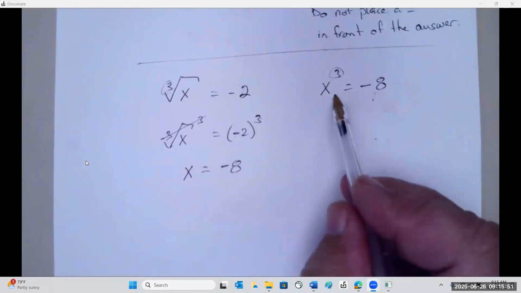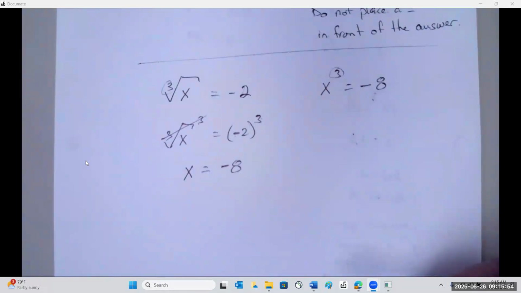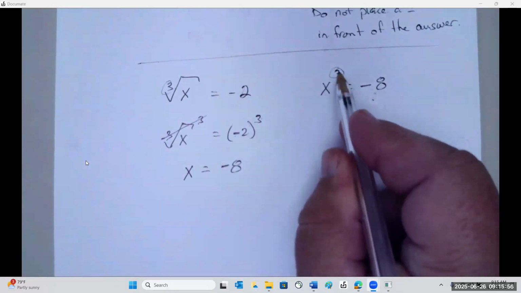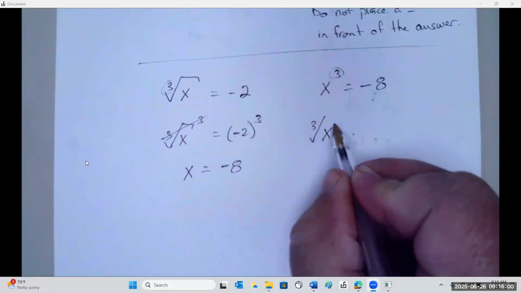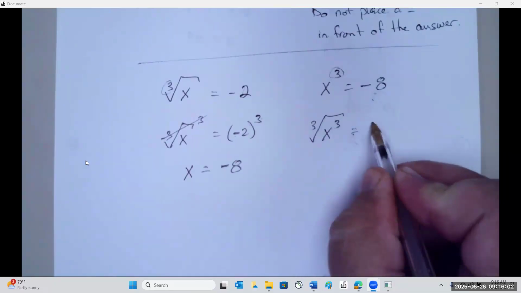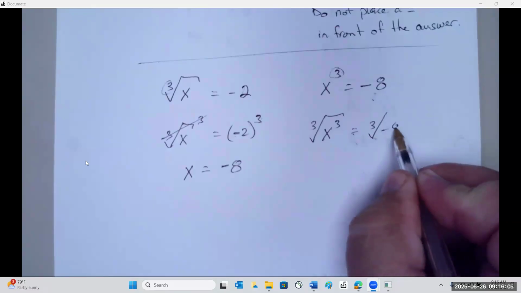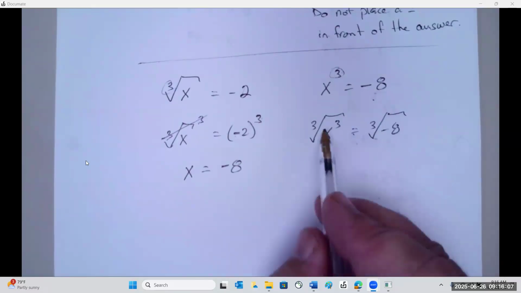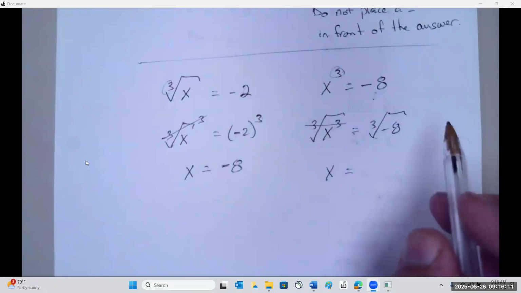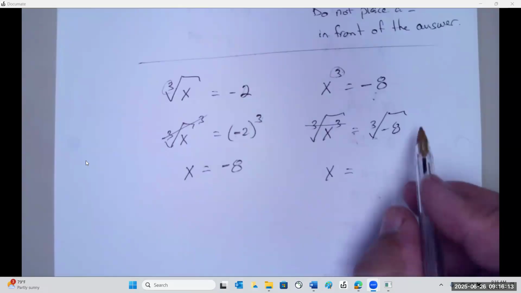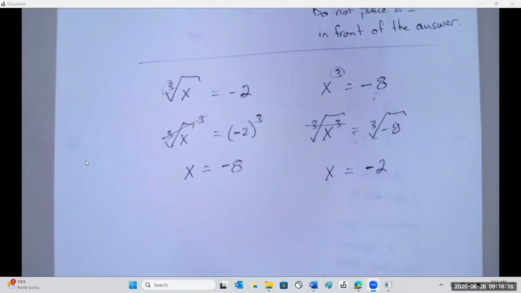And the other side, how do we solve this one? Since it's an x cubed, I take the cube root of both sides. So the cube and the cube root cancel. So the cube root of -8 is -2. The answer can be positive or negative if the power is odd or if the root is odd.